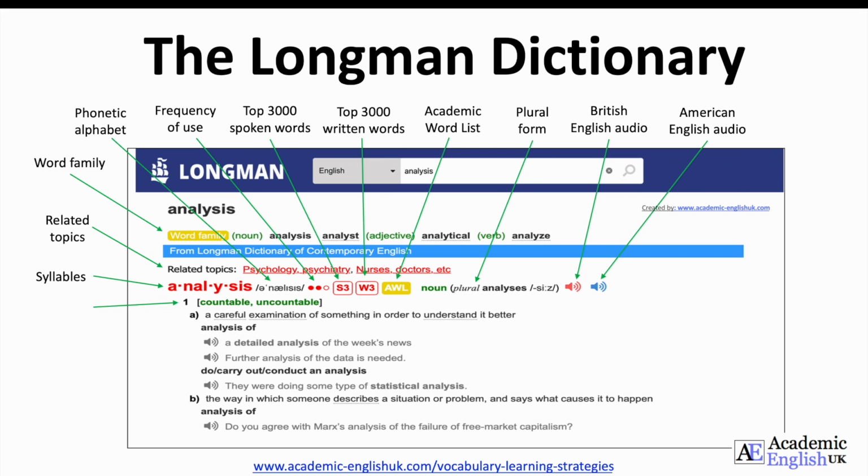Over here on the left, as we go down, is the definition or meaning of the word, which also includes countable and uncountable information. It then offers example sentences, but what's really nice is you can listen to the audio of these phrases. And finally, the dictionary offers collocation information. So here are the verbs that collocate with the noun analysis.